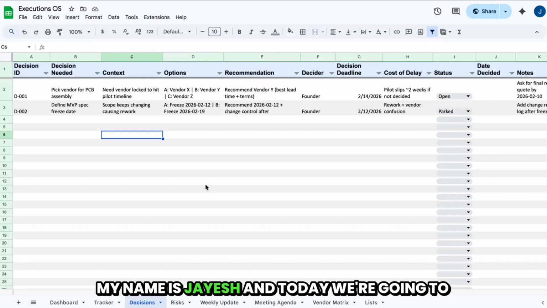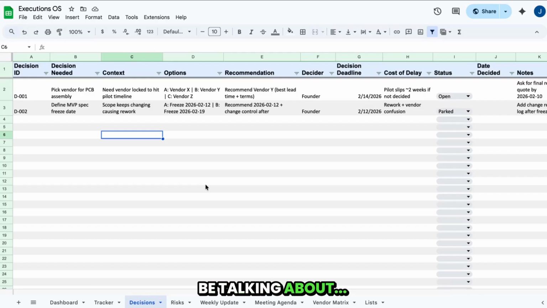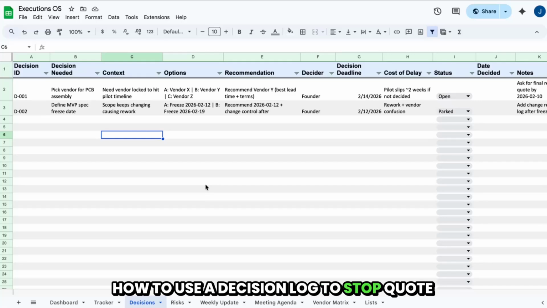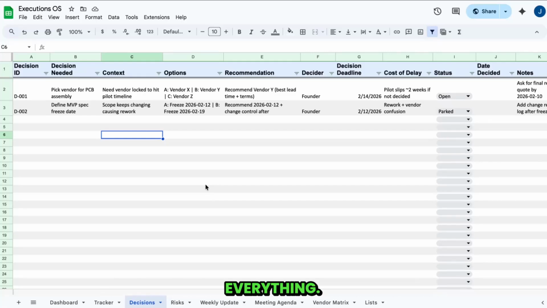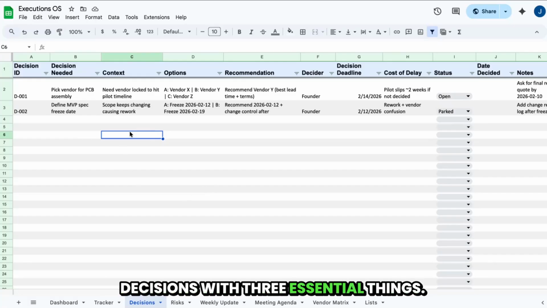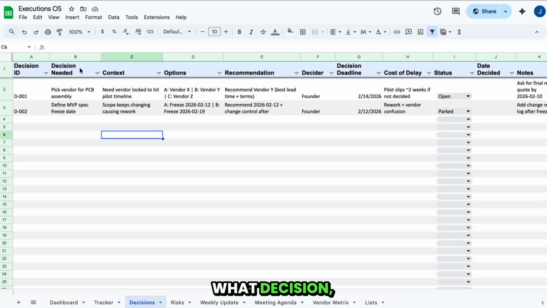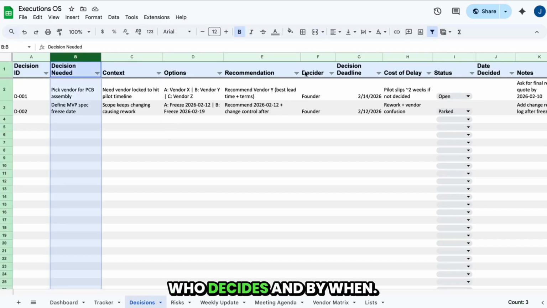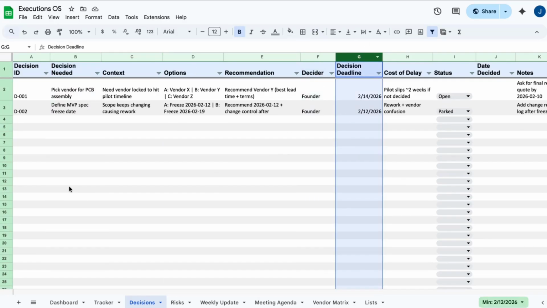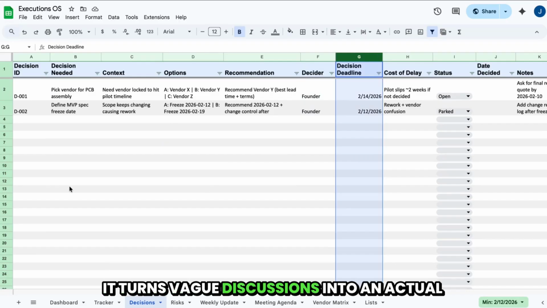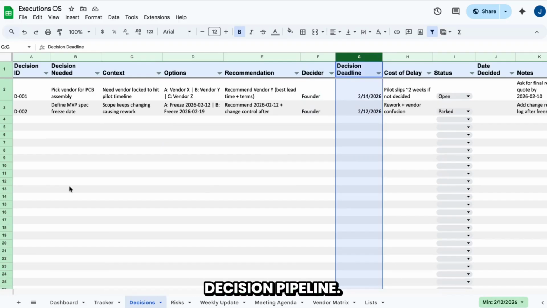My name is Jayesh, and today we're going to be talking about how to use a decision log to stop "we'll decide later" from stalling everything. A decision log is a simple list of decisions with three essential things: what decision, who decides, and by when. It turns vague discussions into an actual decision pipeline.